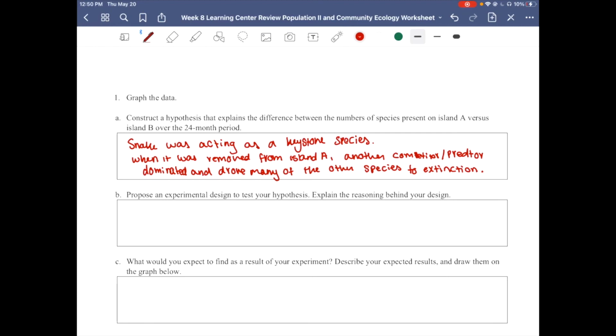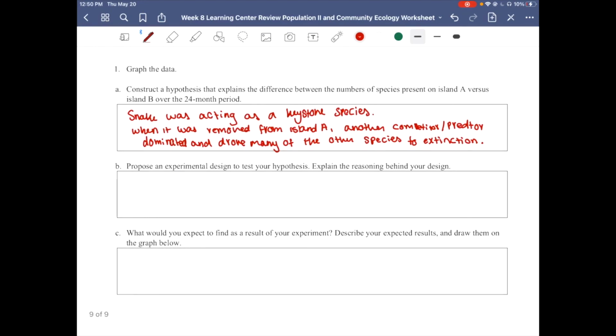Okay, and one way we can test that hypothesis, the hypothesis stated in A, is we can try to reintroduce the snake in A and see if it recovers, or we can remove the snake from island B and see if it follows the same trend as island A.